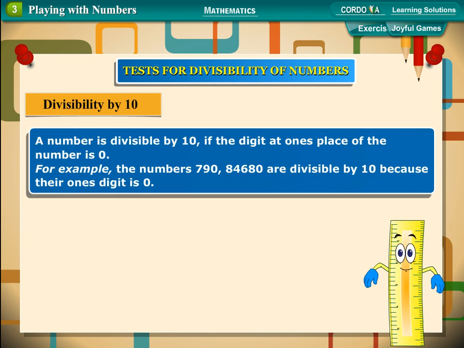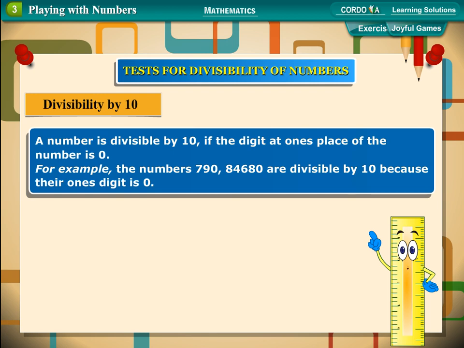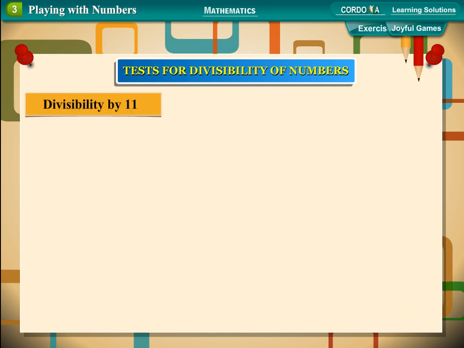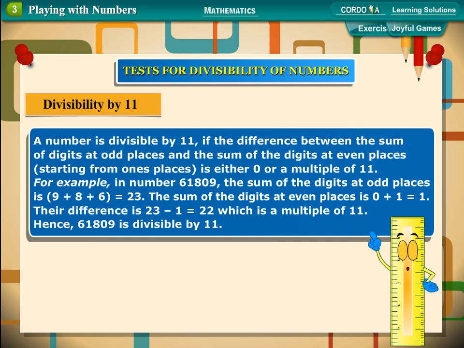Divisibility by 10. A number is divisible by 10 if the digit at the ones place of the number is 0. For example, the numbers 790, 84680 are divisible by 10 because their ones digit is 0.